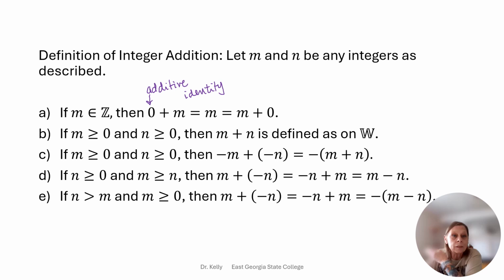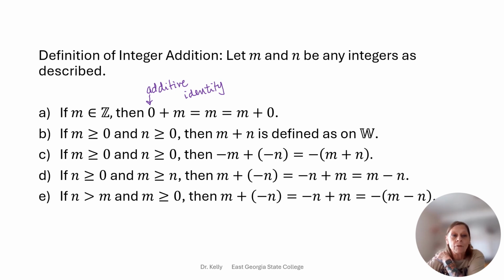Then we have, if one number is positive and the second number is positive, I might need to change that. Then the opposite, which is negative m, plus the opposite, which would be negative n, would equal negative the sum of m plus n. In other words, if you're adding the opposites together, you're going to get the opposite of the sum on the other side. I don't need to rewrite that. That is fine.